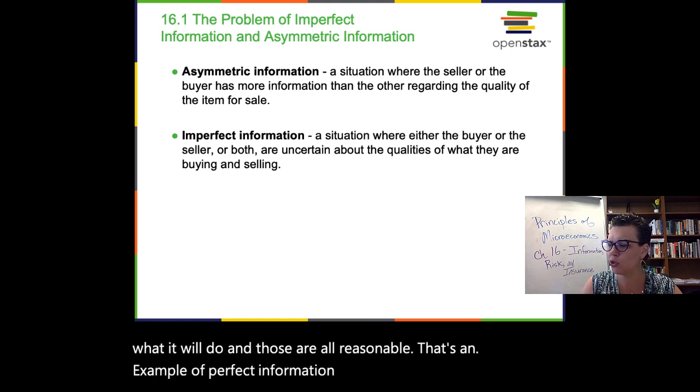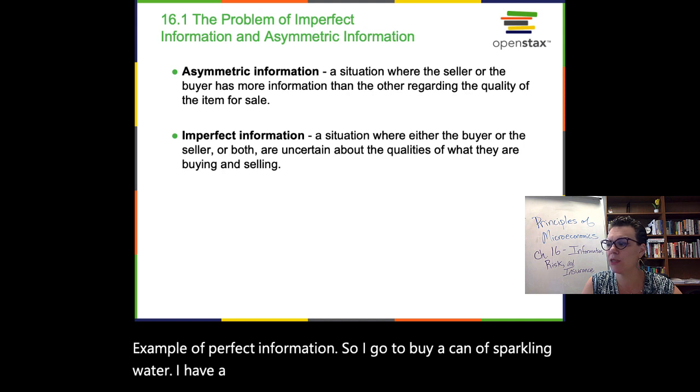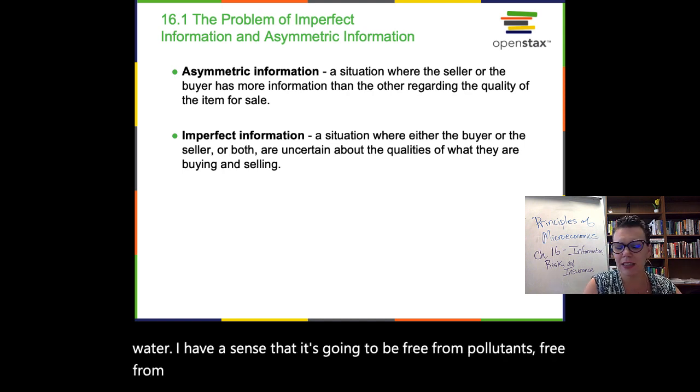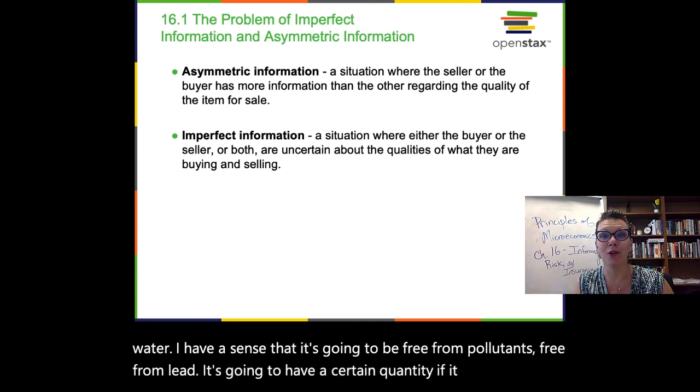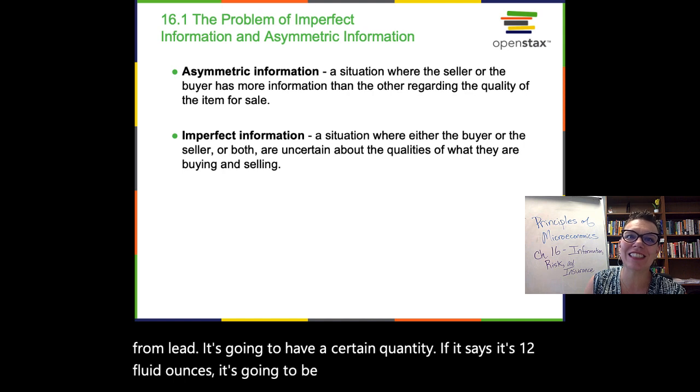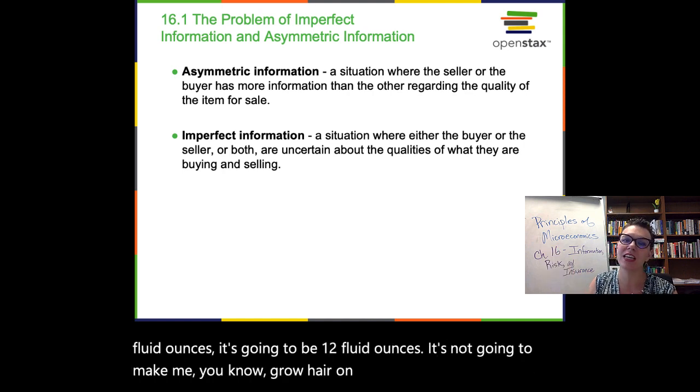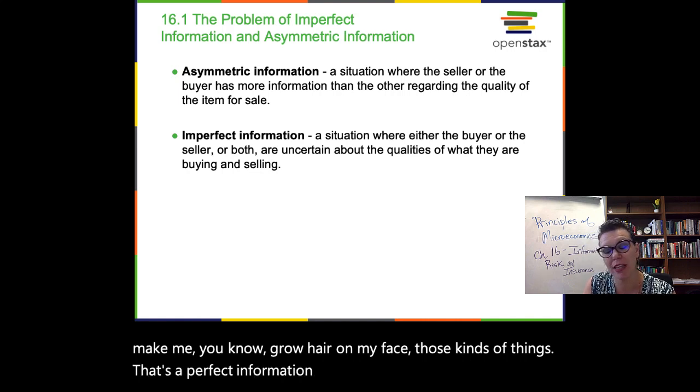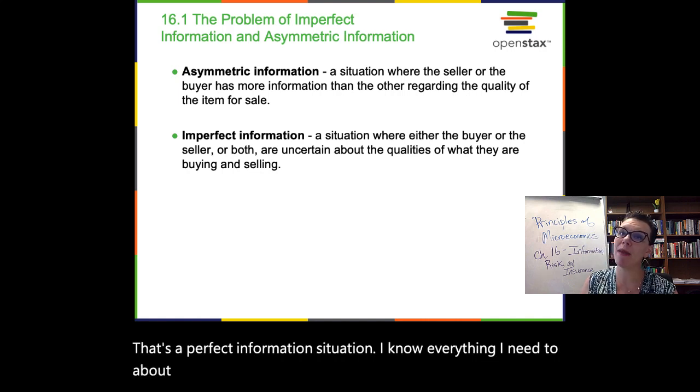So I go to buy a can of sparkling water. I have a sense that it's going to be free from pollutants, free from lead. It's going to have a certain quantity. If it says it's 12 fluid ounces, it's going to be 12 fluid ounces. It's not going to make me grow hair on my face, those kinds of things. That's a perfect information situation. I know everything I need to about this good to make a choice in the marketplace.